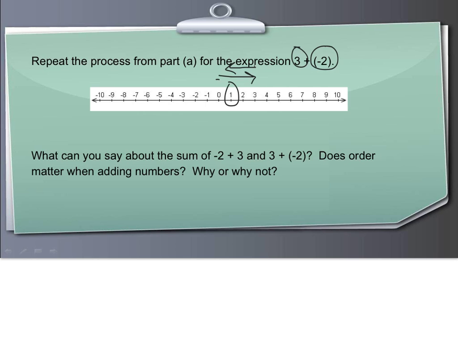So it looks like the sum of -2 plus 3 and 3 plus -2 is the same. Order does not matter when you're adding numbers. There's a math property called the commutative property that says that I can add in any order that I would like.